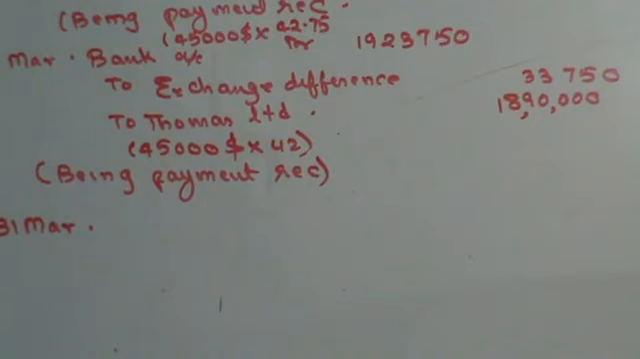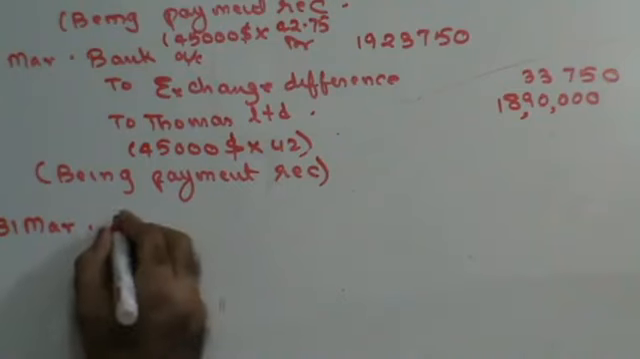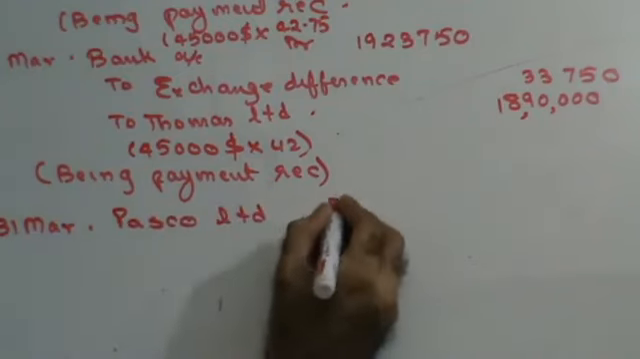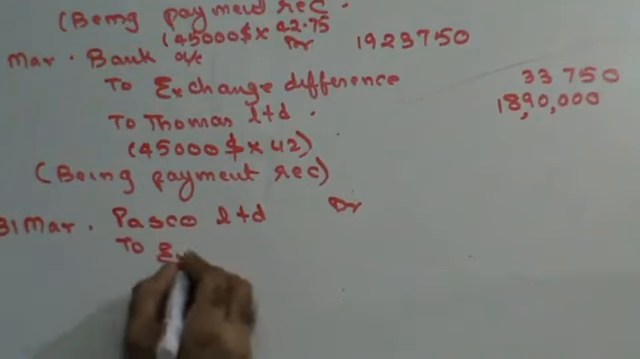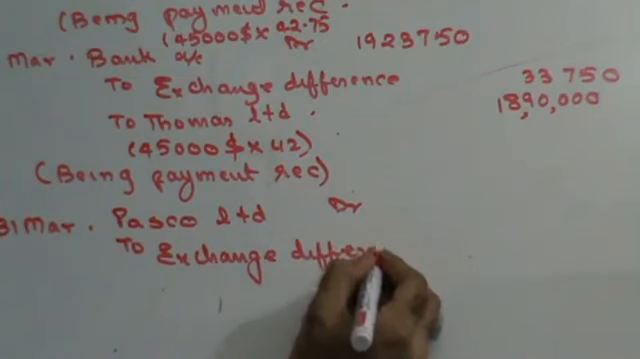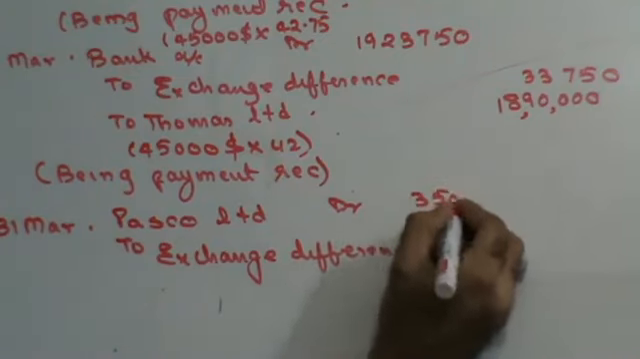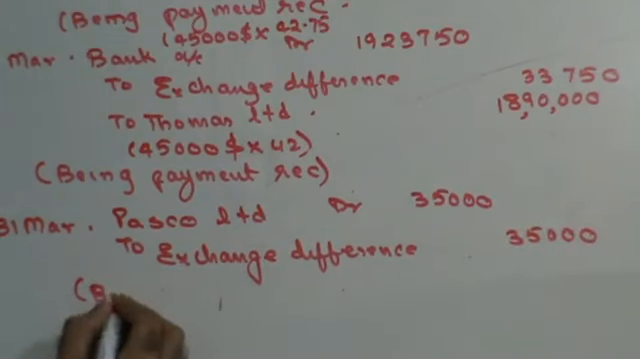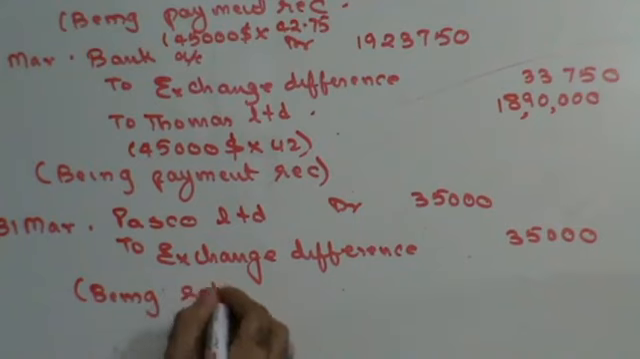How much is his balance payment? $35,000. Out of that $1,05,000, he's already made a payment of $70,000. He still has to make a payment of $35,000. You are going to make a profit. Profit means exchange difference on the credit side. So this is going to be Pasco Limited debit to exchange difference, $35,000 being rate changed.